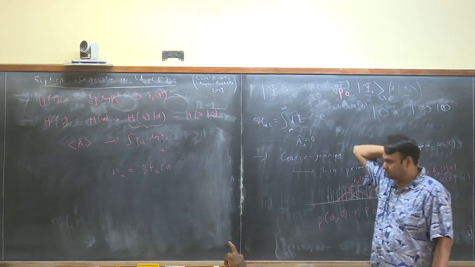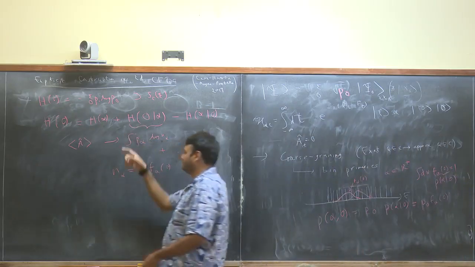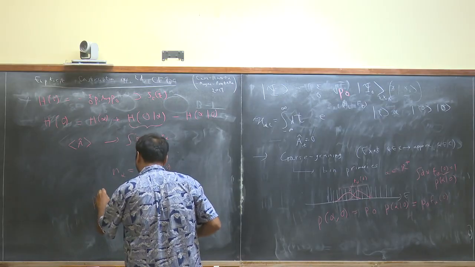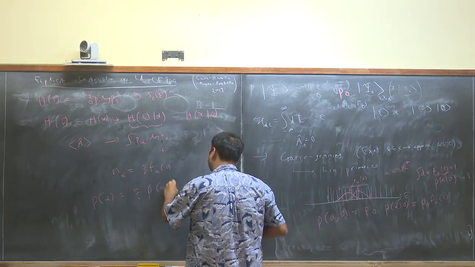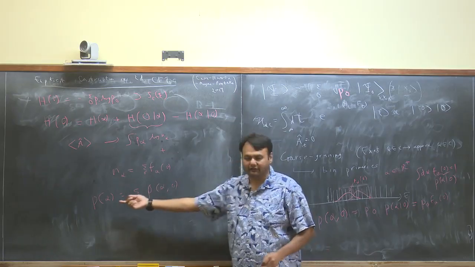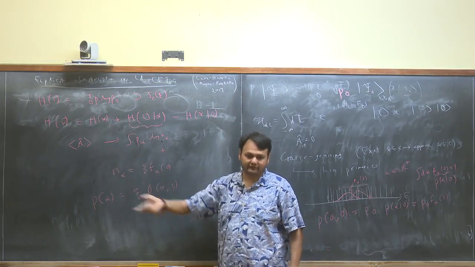What is H alpha? H alpha is the Shannon entropy. So P alpha is going to be the sum over O of P of alpha, O. It's going to be the marginal distribution on alpha, and the Shannon entropy of that is that.